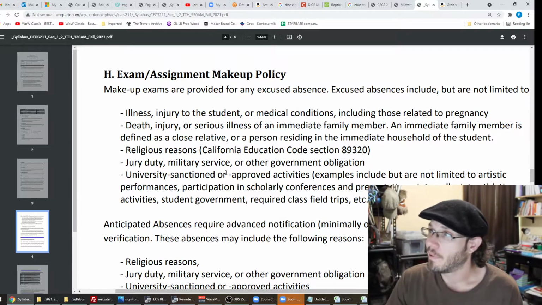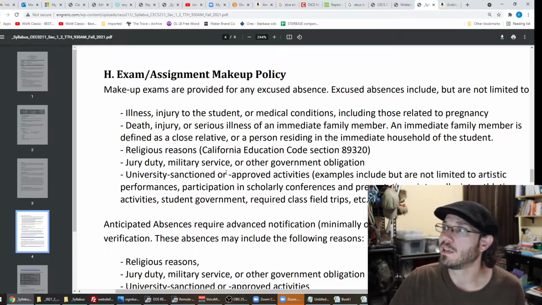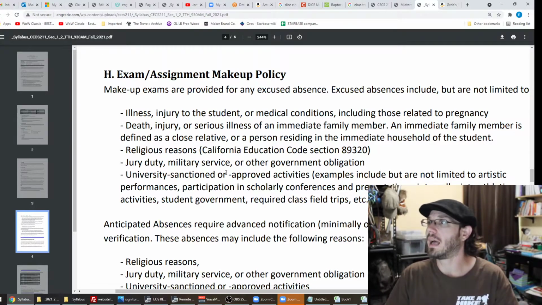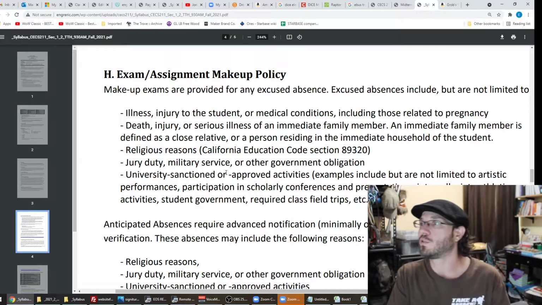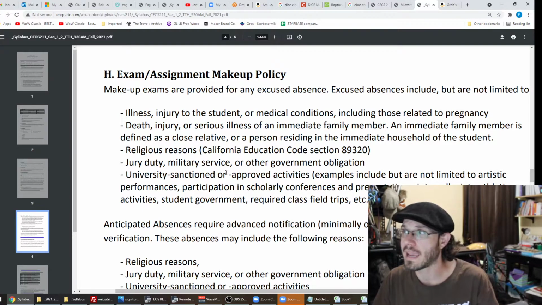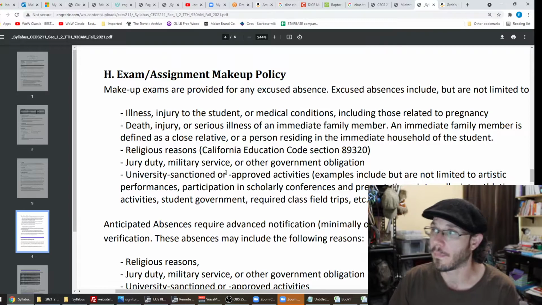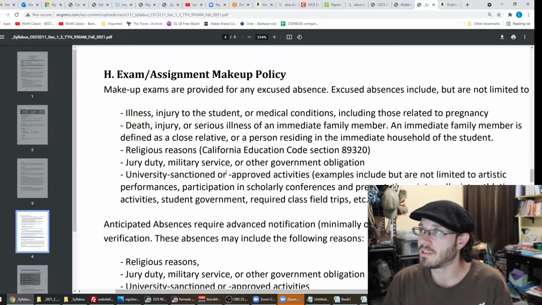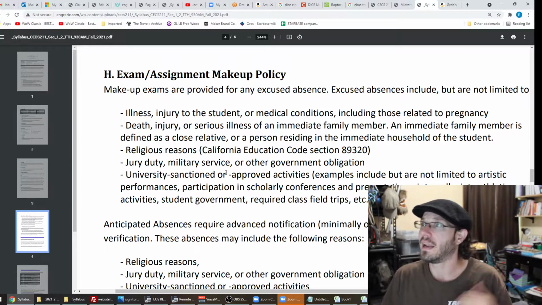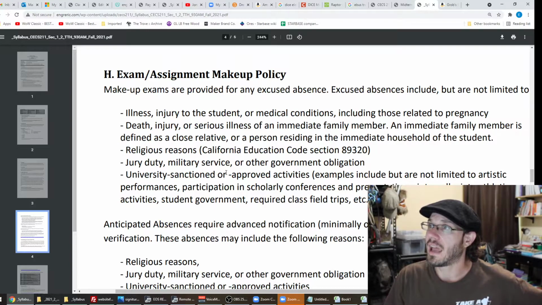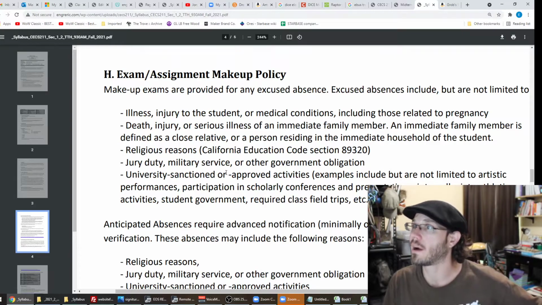Exam assignment makeup policy. Okay, this does happen. Usually a couple of people don't end up coming to a midterm and then ask me later for a makeup. Here's the answer to that question right now. There are 2 types of absences you may have: an absence that requires advanced notification and an absence that does not require advanced notification.